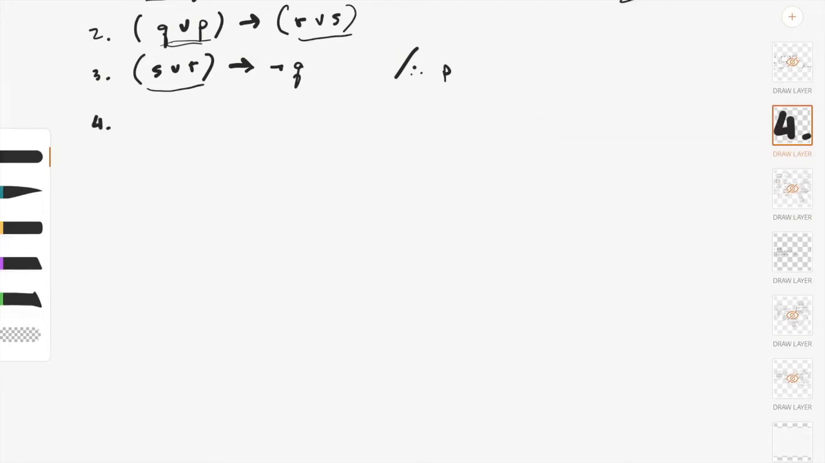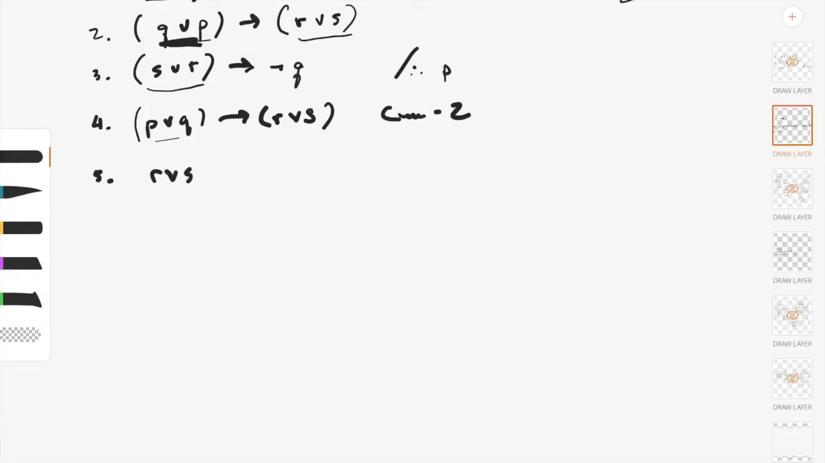So on line 4, I'm going to do commutation like this. This is commutation on line 2, so you notice I've changed the order of that expression to make it like this. And then on line 5, I'm going to do commutation. R or S implies not Q. This is commutation on line 3. Now on line 6, I'm going to apply hypothetical syllogism.